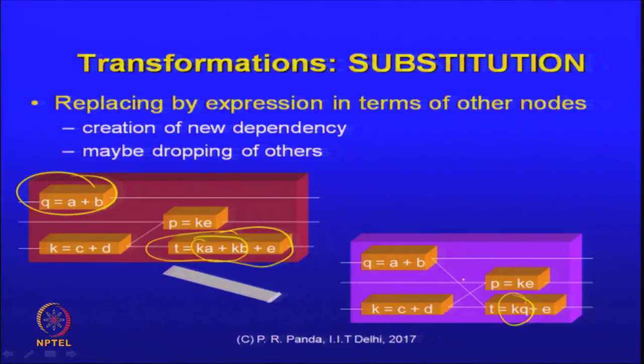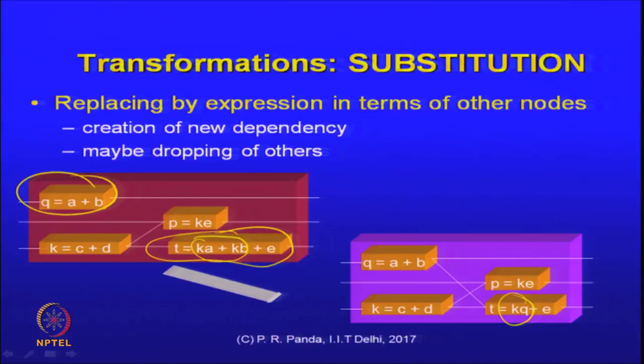So that would result in the creation of a new dependency, because you are expressing one node in terms of the output of a new node, but it could also lead to dropping of some dependencies, because you now do not have the A and B feeding into that node, you have only K, Q and E feeding into the node. How is this different from CSE?